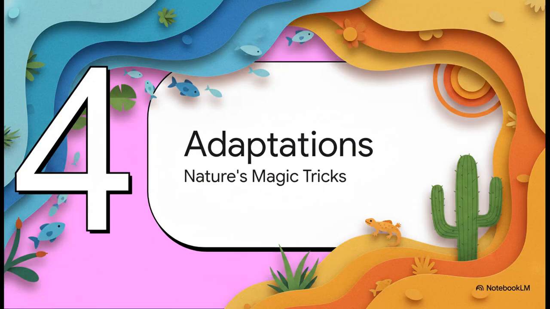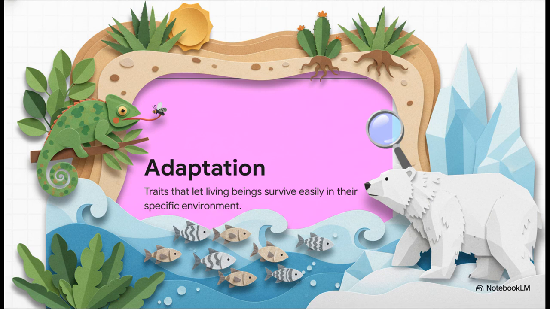And that leads perfectly into section 4, adaptations for survival, nature's magic tricks. The fundamental problem here is that a river presents completely different survival challenges than, say, a desert. Adaptation is the crucial biological tool that organisms use to solve that exact problem. It's defined as the development of highly specific traits over generations that allow living beings to survive and hopefully thrive within their unique environments. Life actively molds to its surroundings in some truly bizarre and, quite frankly, brilliant ways.